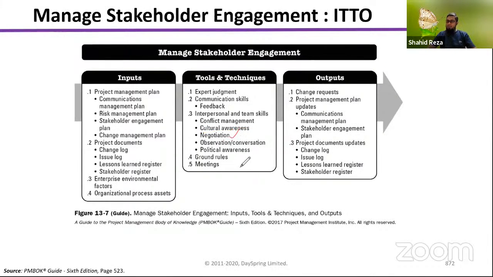Negotiation. Yeah. So a lot of time you have to negotiate for different reasons, different causes with your stakeholders. So that is actually negotiation. Observational conversation. Not always everyone will talk with you. Right? That is conversation. You can talk with people. You can do conversation with the stakeholders to understand why you are doing this. This is actually a tool. This is a manage stakeholder engagement technique actually.